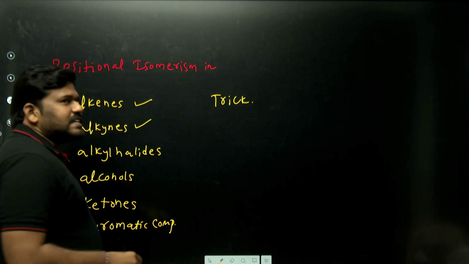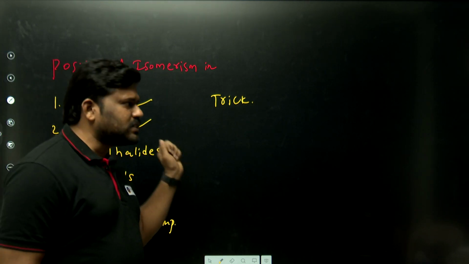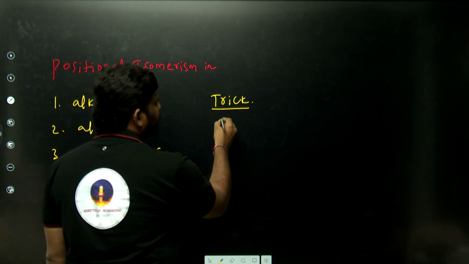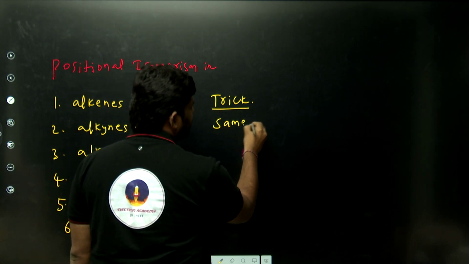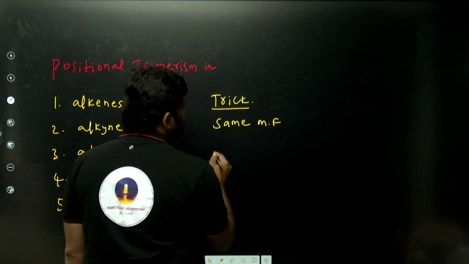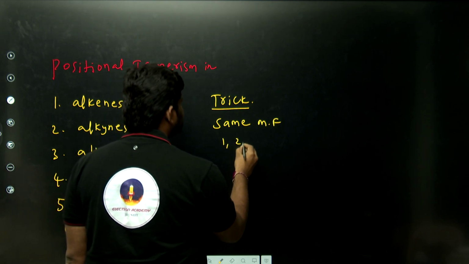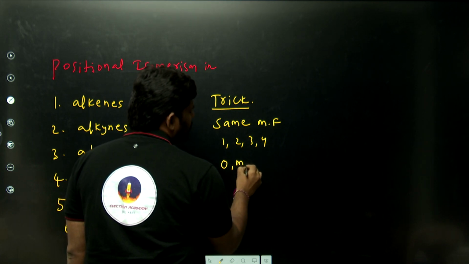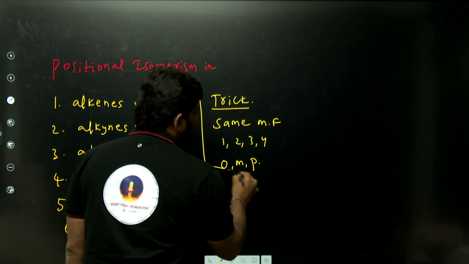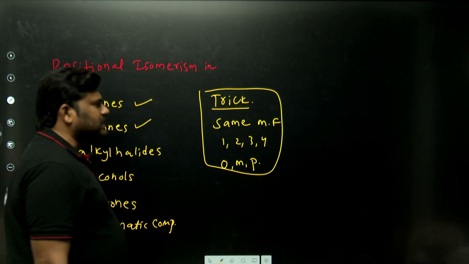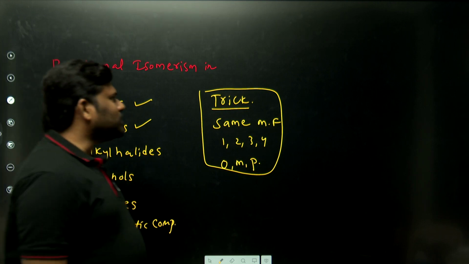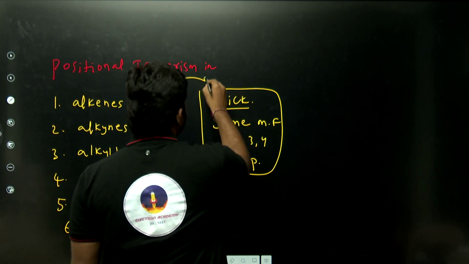So what is the trick? In an easy way, how can you learn positional isomerism? First of all, you have to check that they are isomers, nothing but the same molecular formula. Then just check the numbering: 1 position, 2 position, 3 position, 4th position, or ortho, meta, para. This is the positional isomerism trick.